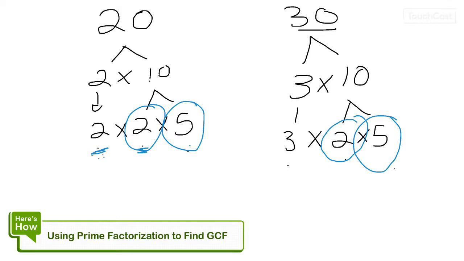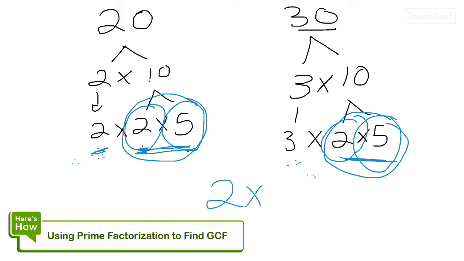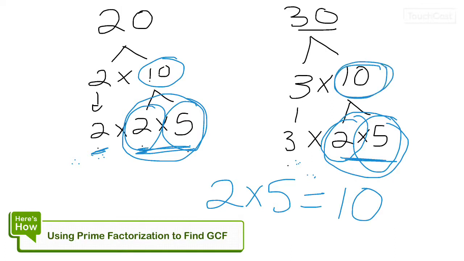This has a 2, but this doesn't have another 2. And this has a 3, but this doesn't have a 3. So the greatest factor they will have in common is 2 times 5, which is 10. Now notice, guys, the 10's up here too. That doesn't always happen, but you can see that 10 is a factor of both of them. And in this case, it does happen to be the greatest common factor.